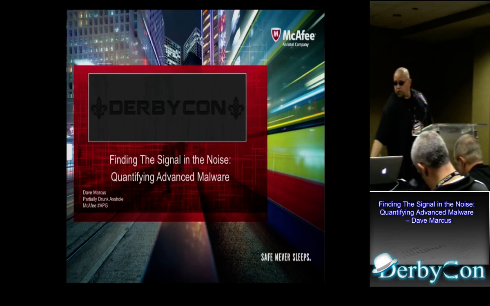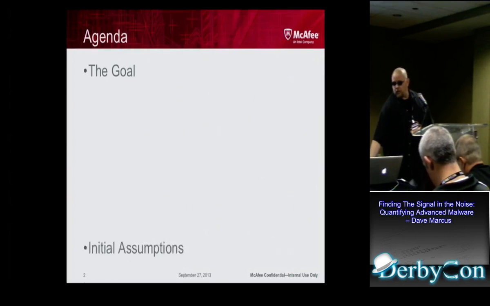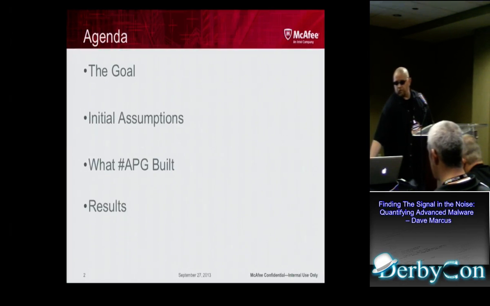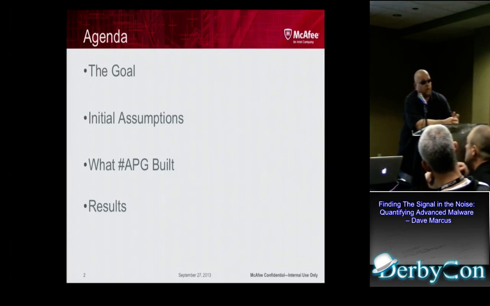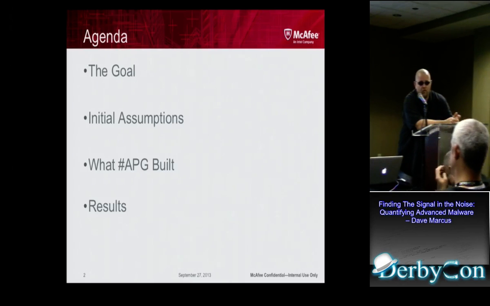But the point of this presentation really is to show you that if you've got a big enough sample set, you can find nuggets of gold. You can actually find needles in haystacks. You can find needles in barnyards. But it's really predicated on having a ginormous set of data.